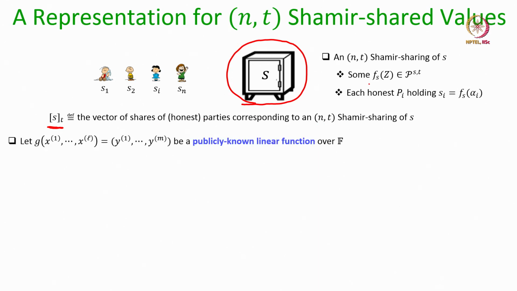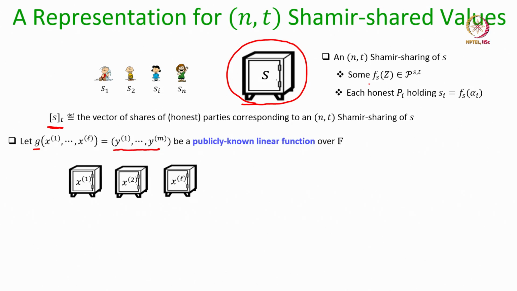Now, we already know the linearity property of Shamir secret sharing. So, we know that if there is some publicly known linear function g over the field, and if the inputs for this function g are secret shared as per Shamir secret sharing, then without any interaction the parties can locally compute their respective shares corresponding to the output of the function g.